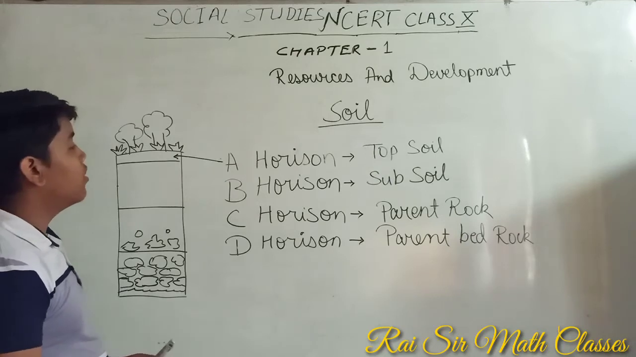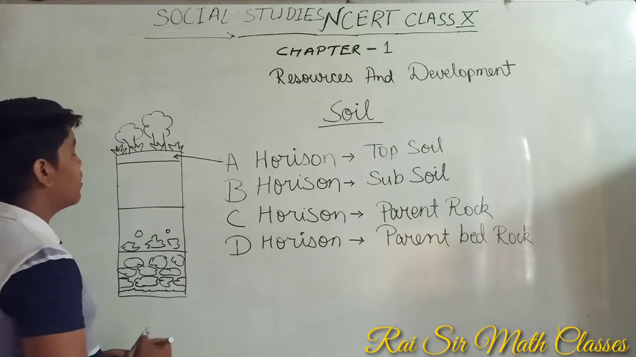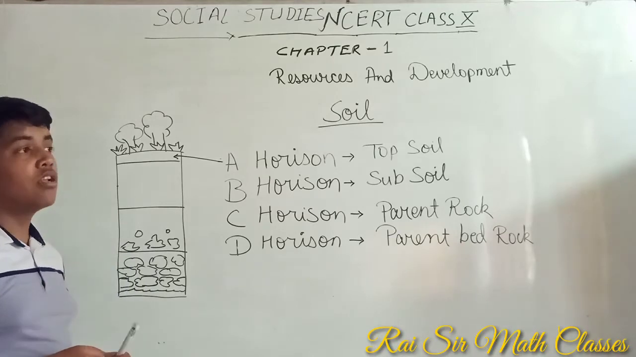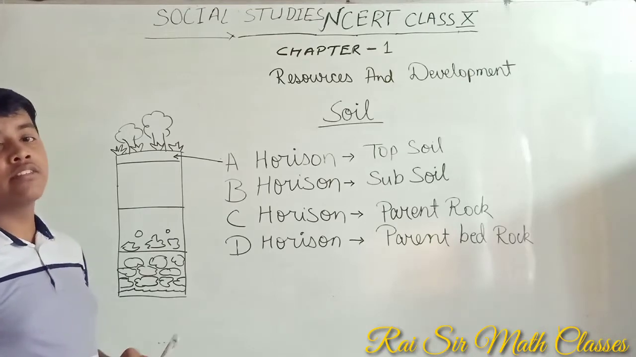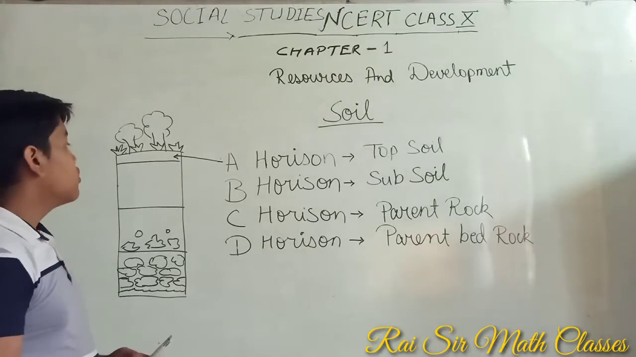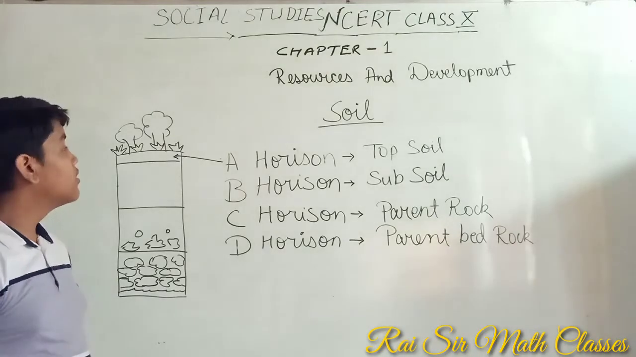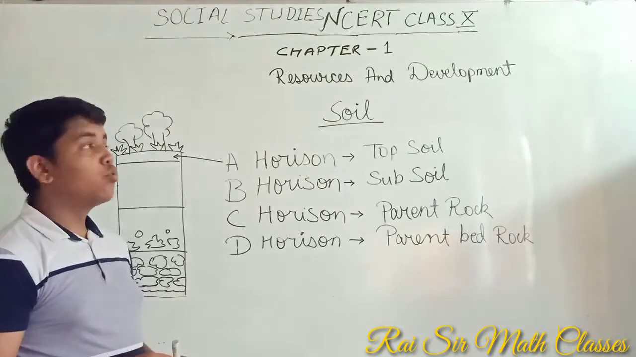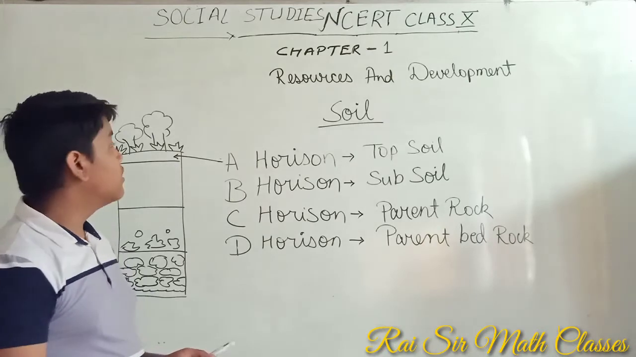Now the second horizon, the B horizon, is the subsoil, meaning below the topsoil. It is less fertile than the topsoil, or we can say less fertile compared with the A horizon. It contains mostly the roots of trees and plants, and it is mostly watery and contains most of the water particles.